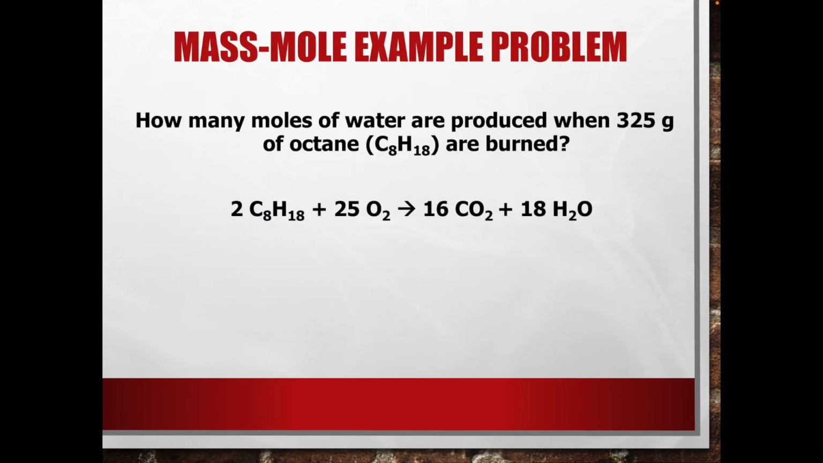Alrighty, let's go ahead and do another example problem. This one says, how many moles of water are produced when 325 grams of octane are burned? So we're starting with 325 grams of octane. You'll notice that my equation is already balanced, and thank goodness, it looks like quite a doozy. Now that we have grams of octane, we are trying to get to moles of water.